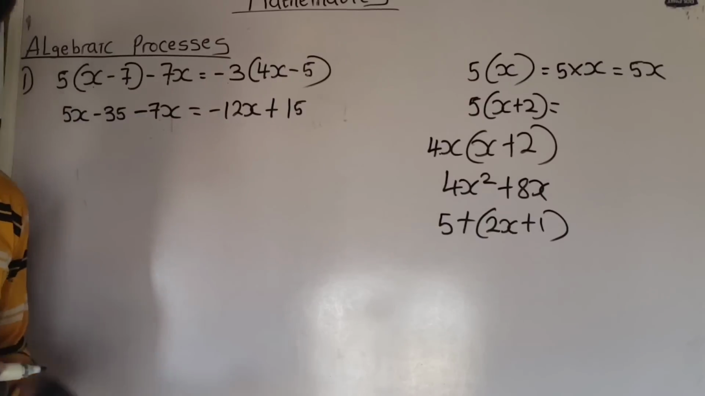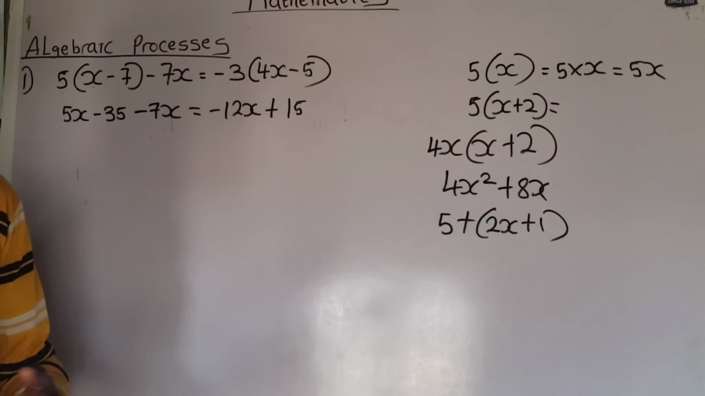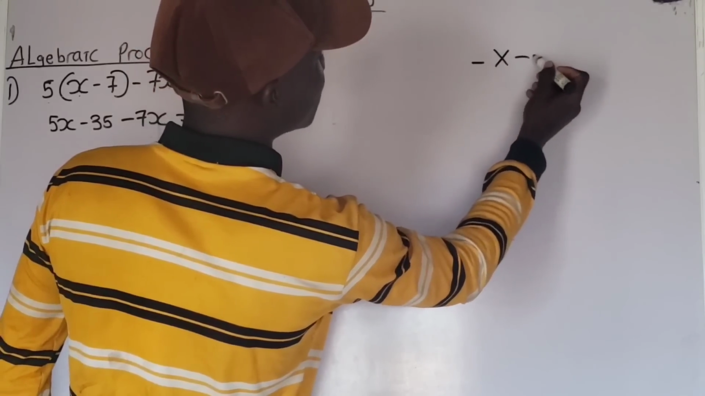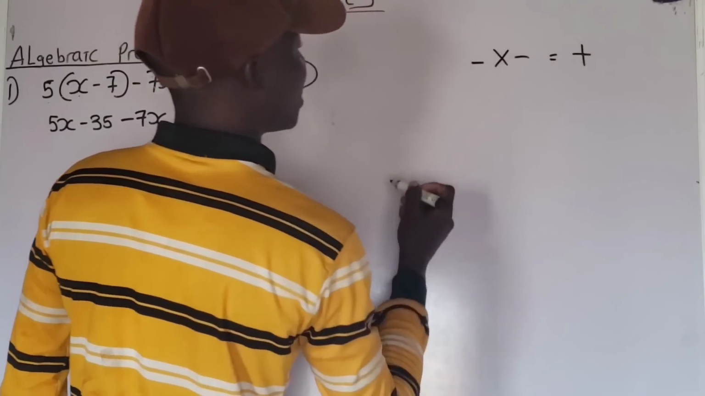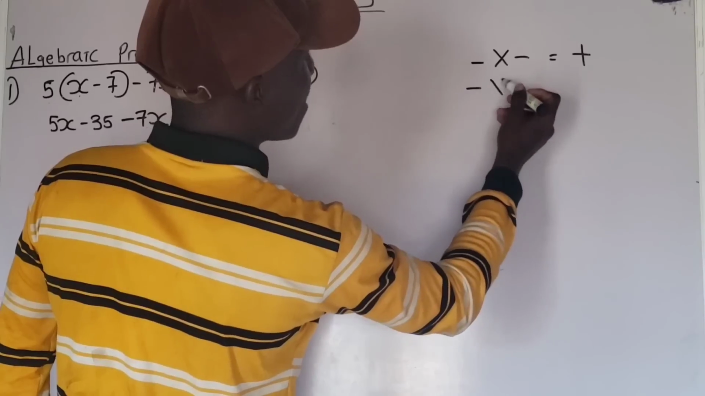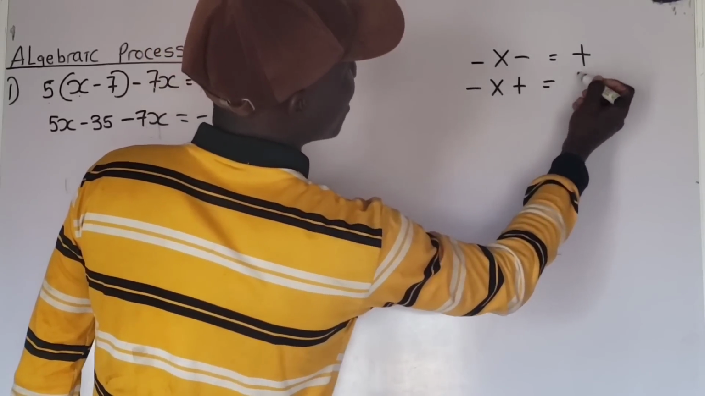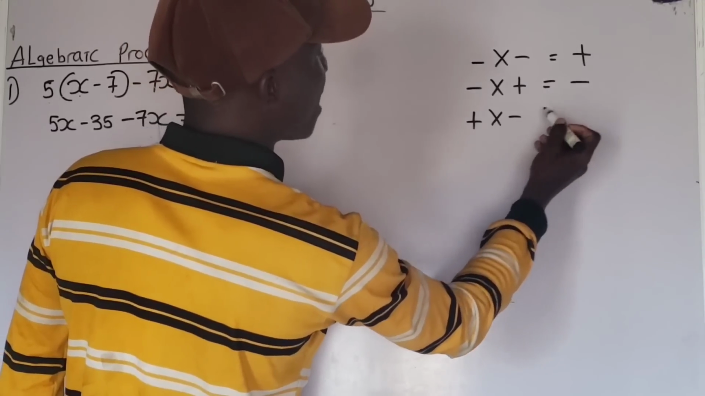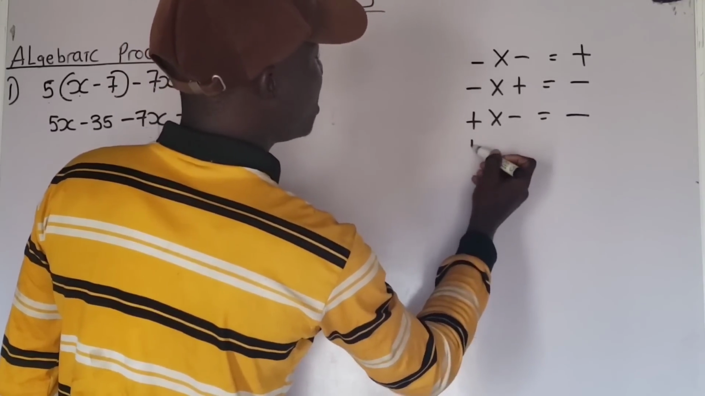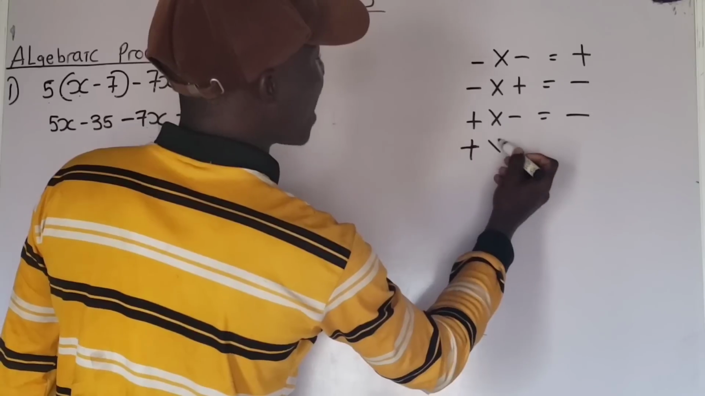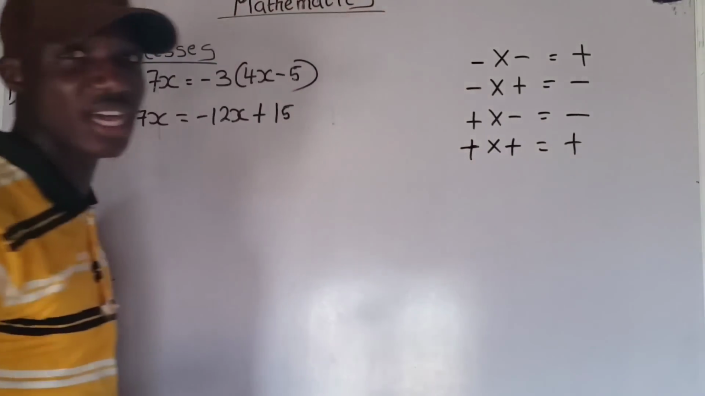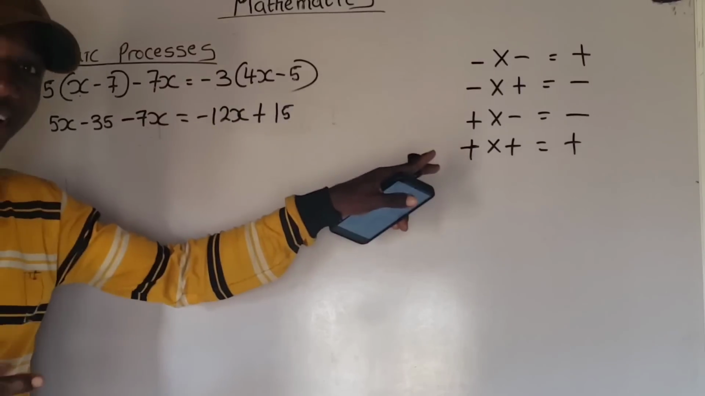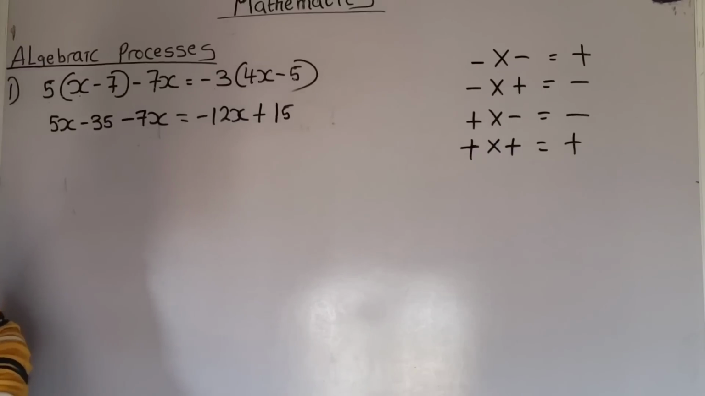Anytime you are multiplying a negative number with a negative number, you are going to get a positive number. Are you paying attention? If you are multiplying a negative number by a positive number, we are going to have a negative number. If you are multiplying a positive number by a negative number, we are going to have a negative number. And if we are multiplying a positive number by a positive number, we are going to have a positive number. You understand? It is very important that you master this, okay? Because you are going to use it in the long run.